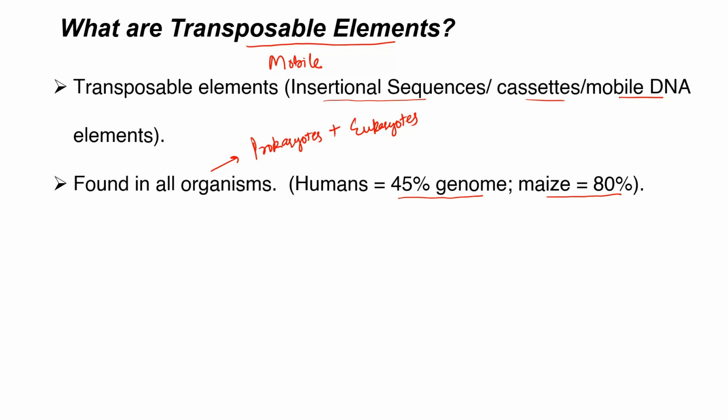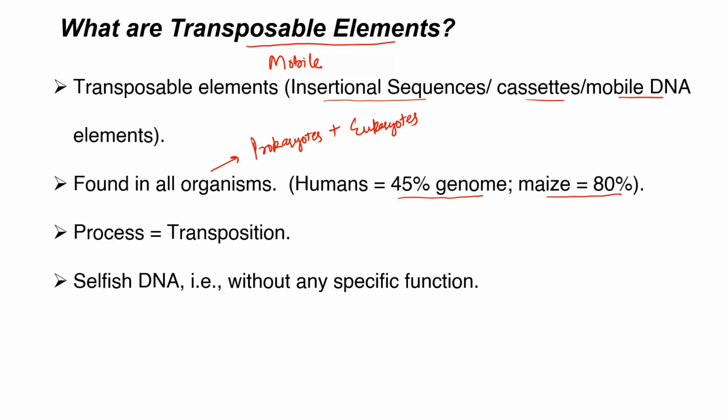Some people call transposable elements simply transposons, but transposable elements is the appropriate term here. The process by which these transposable elements move from one place to another is called transposition. They are also referred to as selfish DNA. That is, these transposable elements do not have any specific function for the organism in which they live. However, recent studies have suggested that they are important in forming mutations and in evolution.